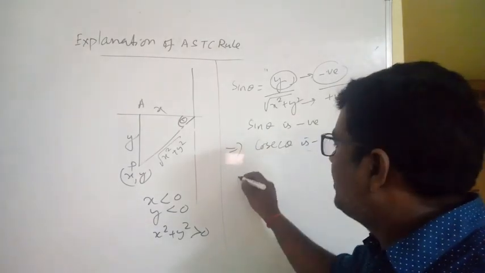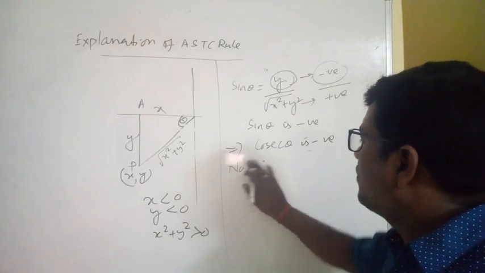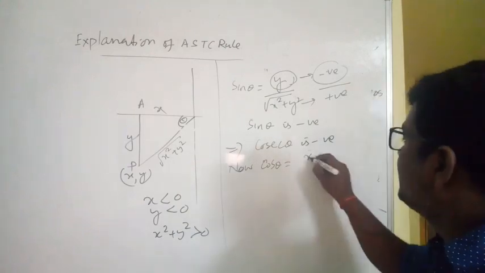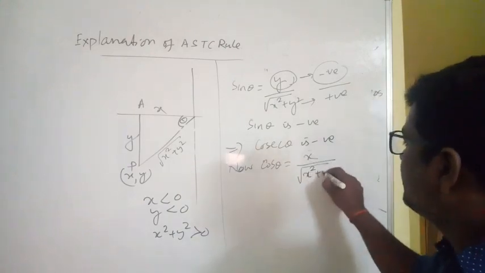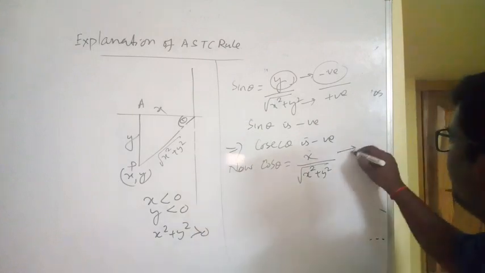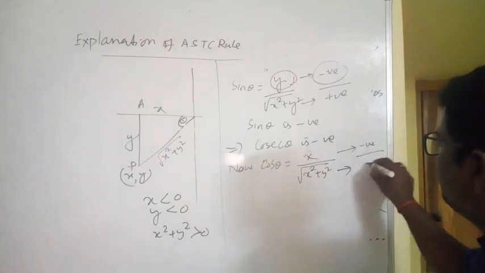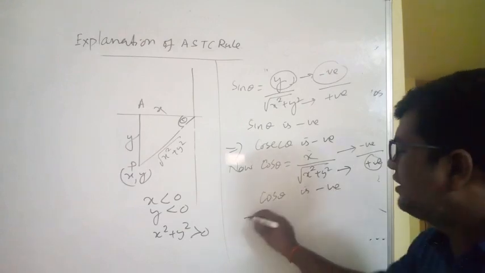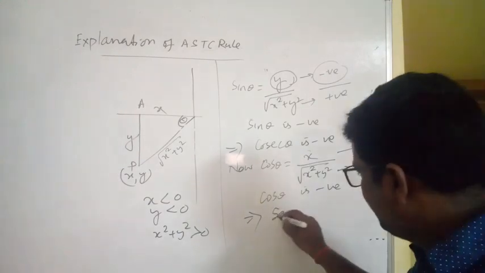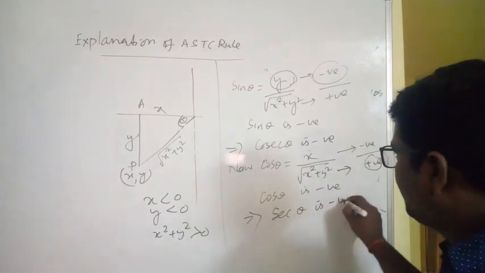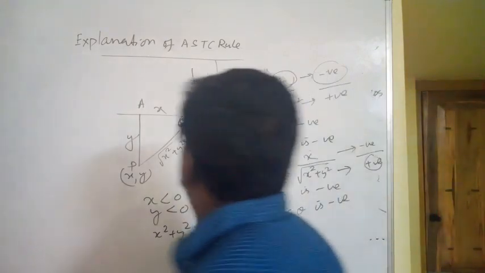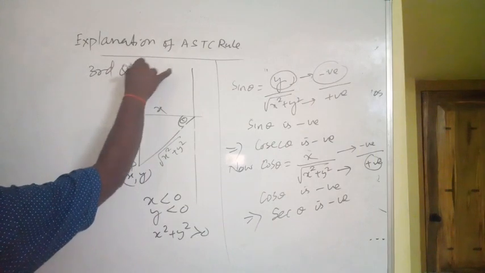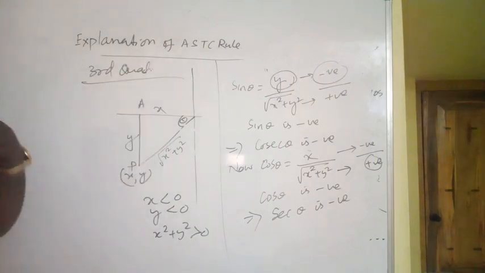Then about cos theta. Cos theta is equal to b by h. What is b? It means x by root over x square plus y square. This is negative divided by this is positive. Obviously cos theta is negative and its reciprocal, that is sec theta, is negative. This is for the third quadrant.